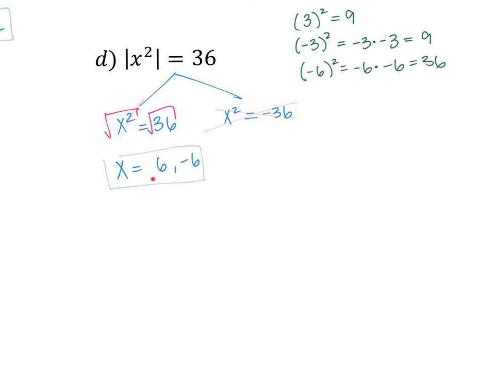Also, a lot of people will write this as x equals plus or minus 6, and that's another way you can describe a positive and a negative number, is to use that plus and minus symbol. Once we get further into the semester, you'll see me write this more often than you'll see me write the two separately.